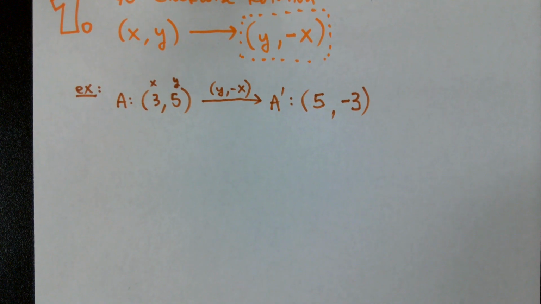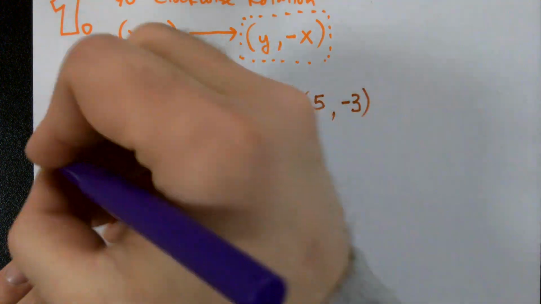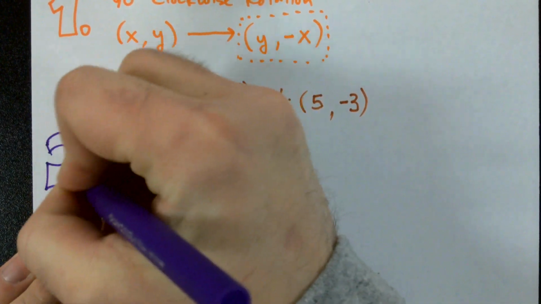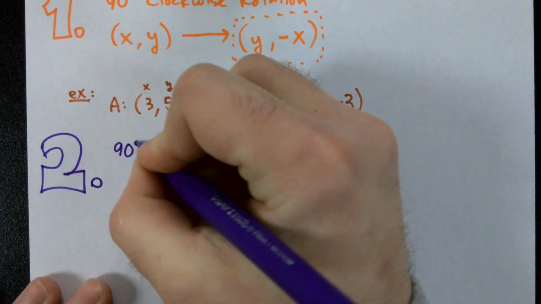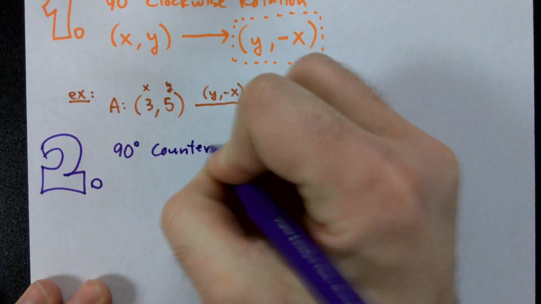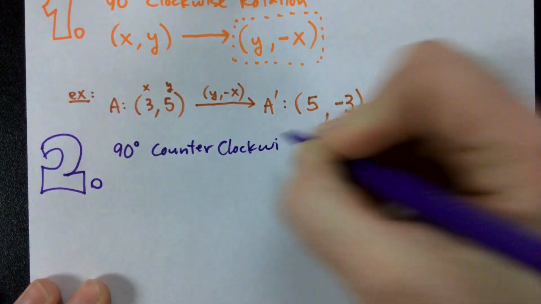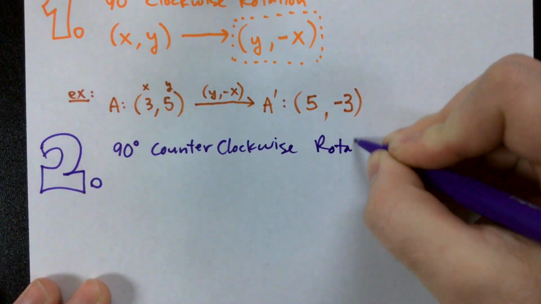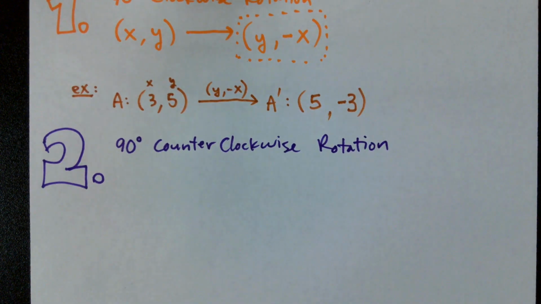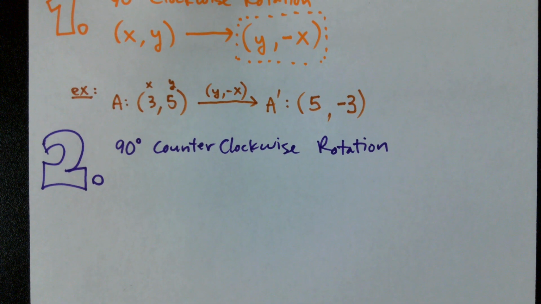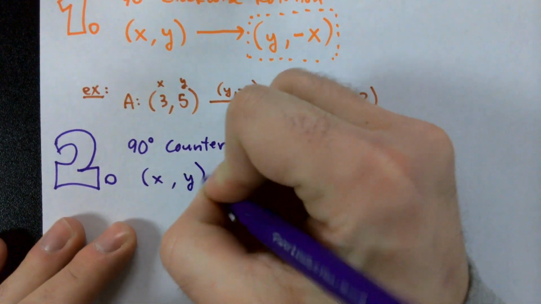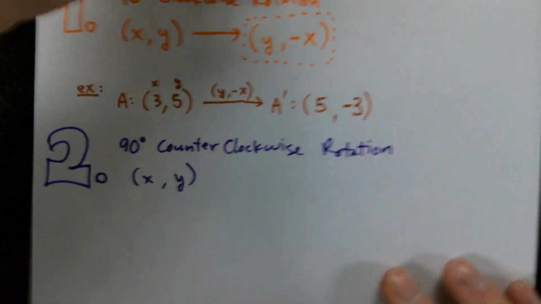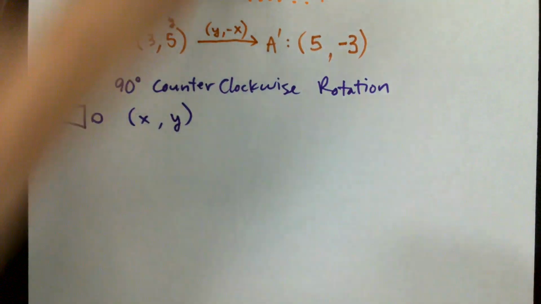Let's go to rule number 2. Rule number 2 is, of course, going to be a 90-degree counterclockwise rotation. And with this rule, we're again going to start with the pair x comma y for our pre-image. We'll move it up just a little bit. There we go.